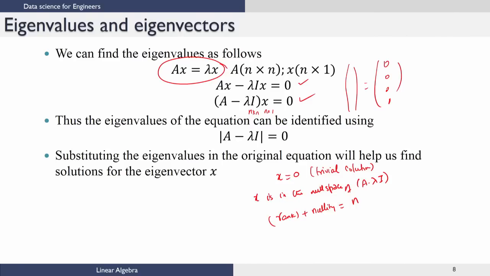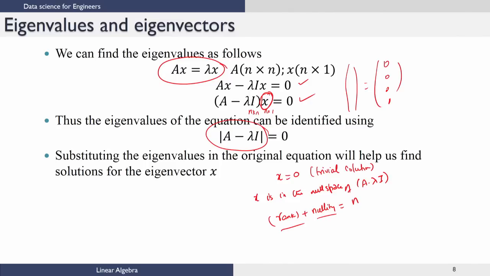Now we know that if there is even one non-zero vector x such that this is 0, that means the dimension of the null space is at least 1. And since the nullity is at least 1, that means the rank of the matrix has to be less than n, right? It cannot be n. If this is n, nullity is 0, that means there are no non-trivial solutions. So if there needs to be a solution for x, then the rank of the matrix A minus lambda I has to be less than n. That is, the matrix A minus lambda I is not a full rank matrix. And we know that if the matrix is not full rank, then the determinant of that matrix has to be 0. So in summary, if we want a non-trivial solution for x, then that necessarily means that the determinant of A minus lambda I has to be equal to 0.